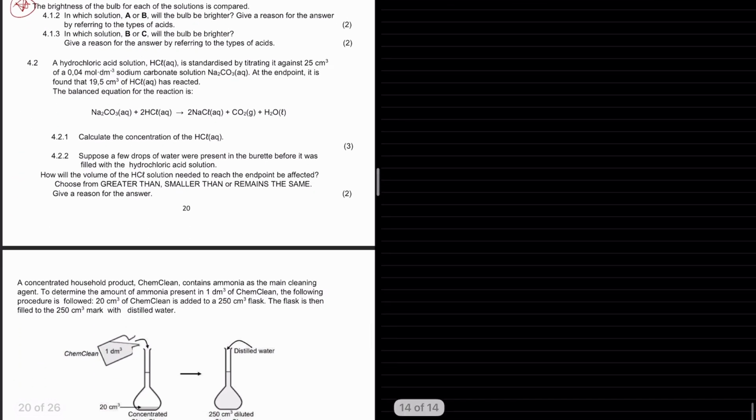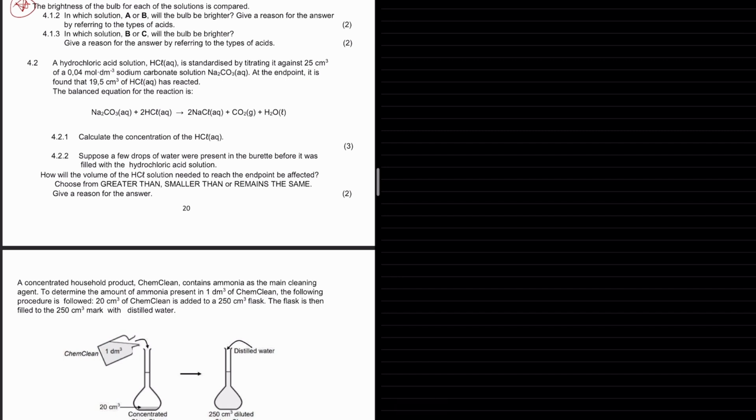Okay, question 4.2. A hydrochloric acid solution, HCl, is standardized by titrating it against 25 cm cubed of a 0.04 mole per dm cubed sodium carbonate solution. At the endpoint, the balanced equation for the reaction is given. Okay, weird, but okay. 4.2.1, calculate the concentration of the HCl.